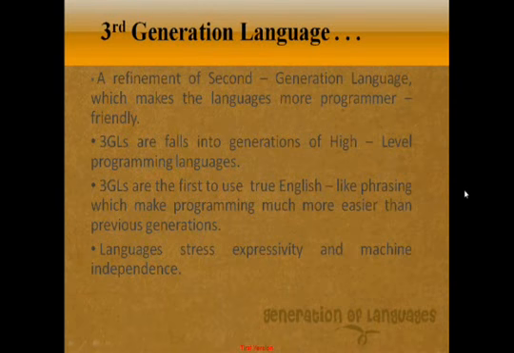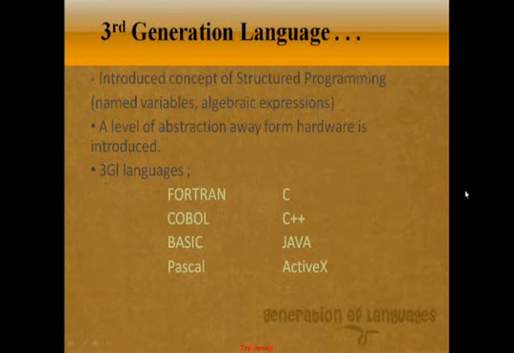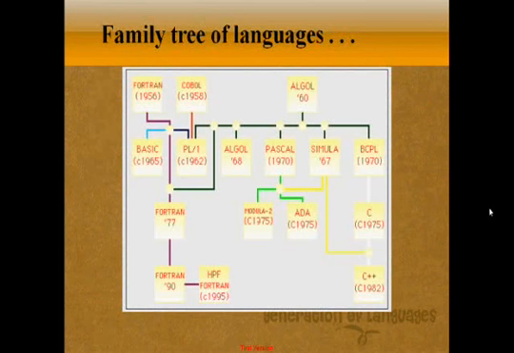These languages were developed in the late 1950s as high-level languages, more user-friendly, and third generation languages are the first to use true English. These languages are machine independent and stress expressivity. As a major advantage, third generation languages introduced structured programming design. These are some examples. These show the family tree of programming languages, how they built up.